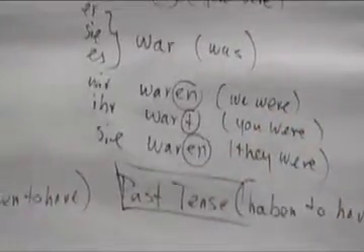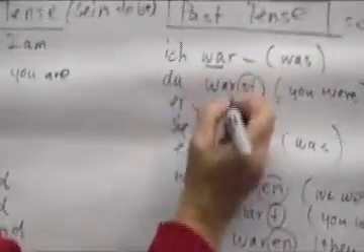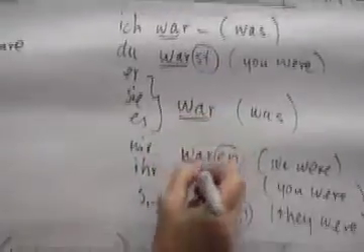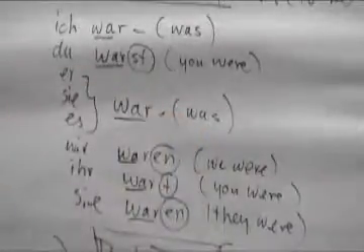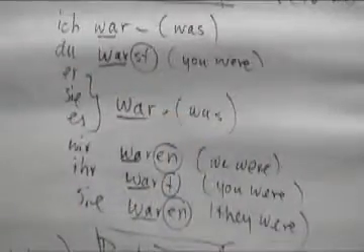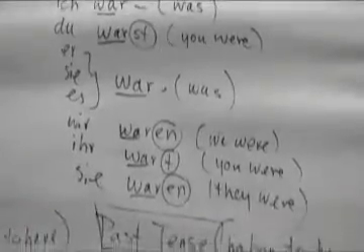So, in the present tense, the verb to be is fairly irregular, right? You see it over here, different forms. In the past tense, the basic form is always war, war, war, all the way through. All you do is add an ending in the plural and in the du form, and ich and er, sie, es do not get endings. So, this is the past tense of the verb to be. It's easy and pretty straightforward.